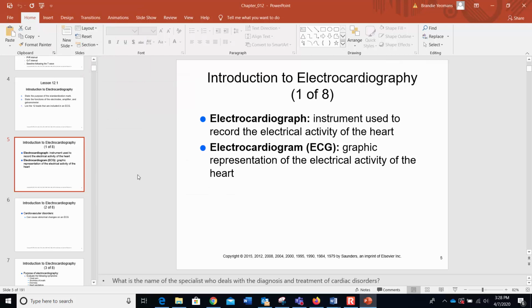This is the lecture for cardiopulmonary procedures for Clinical 2. As you can see here on the screen, this particular PowerPoint has 191 slides. We will try to get through several of these.